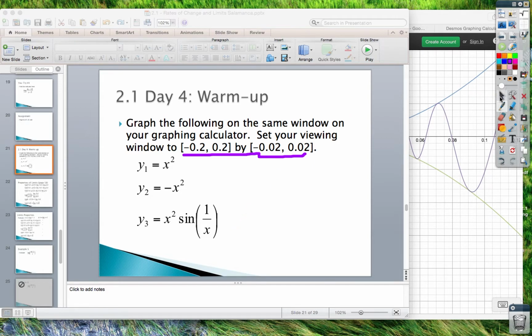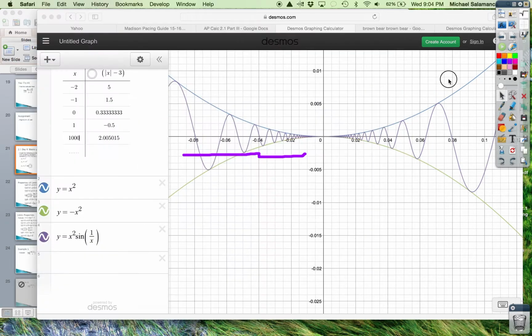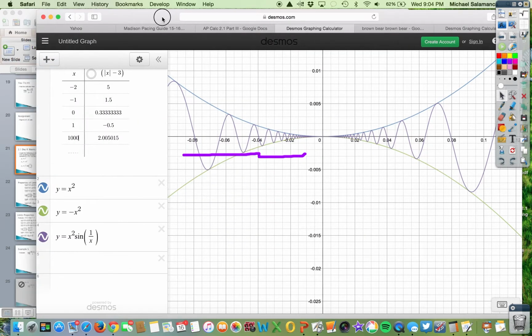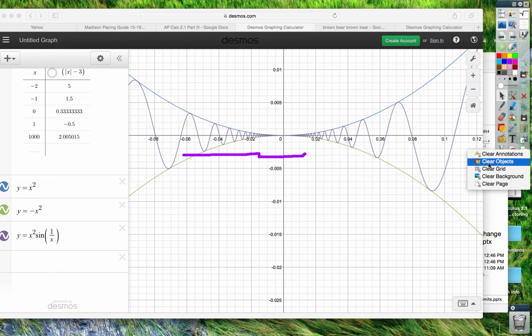So let's take a look at that function using Desmos. In Desmos you'll see that this is what the function looks like. And this actually relates to a very important theorem called the squeeze theorem or the sandwich theorem. If you take a look at this blue arc, the graph for y equals x squared, and the green arc, y equals negative x squared, what it says is that you can squeeze a function between two similar functions to find the limit.